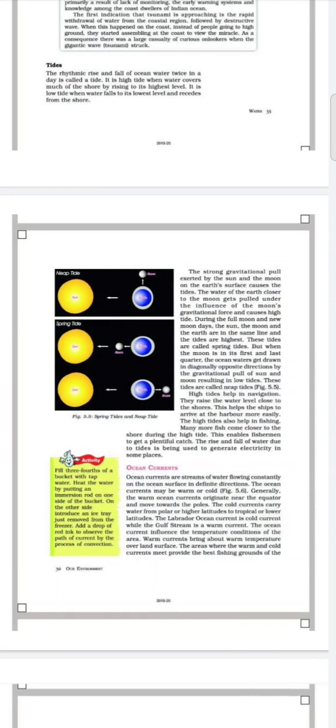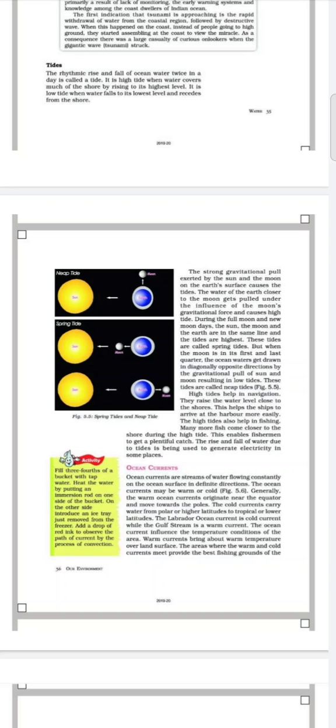Then, on full moon and new moon days, the sun, the moon, and the earth are in the same line, and the water on earth gets pulled on the sides. So the tides are highest on those days, and they are known as spring tides. When the moon and the sun form a right angle, that is 90 degrees, ocean waters get pulled diagonally. These are known as neap tides.